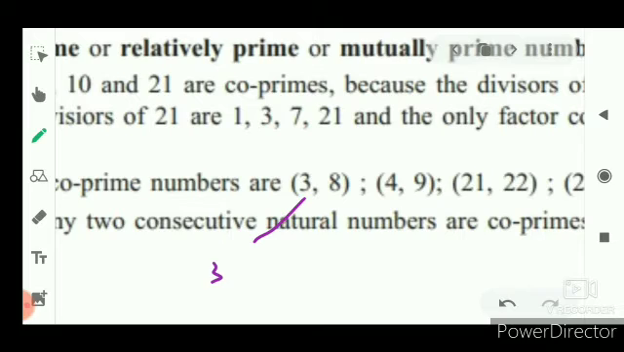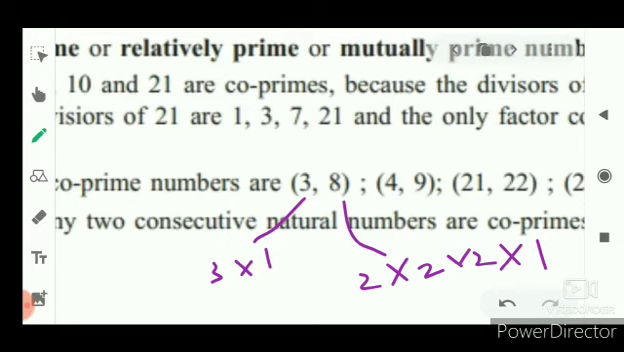Factors of 3 are 3 into 1, and factors of 8 are 2 into 2 into 2 into 1. So the only common factor in both is 1. So if 1 is the only common factor in the two numbers, then those numbers are called co-prime numbers or relatively prime numbers or mutually prime numbers.